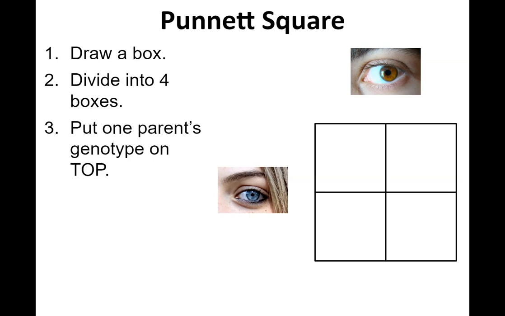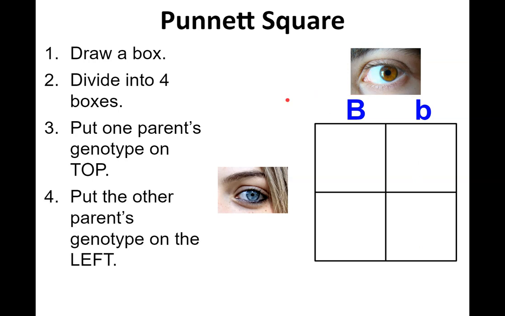Okay? Now we're going to put one parent's genotype on top. I put the blue or the brown eye up here, so we'll put the brown-eyed parent here. It doesn't really matter. It works either way. Okay? It does not matter. I will not mark you wrong for doing it either way if I say one parent this, the other parent that. Okay, so put one parent's genotype on top like this, with one letter for each column.